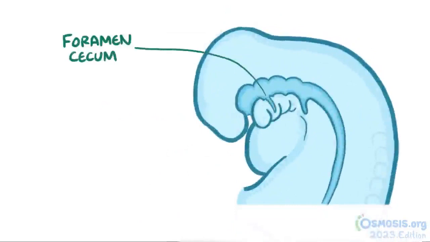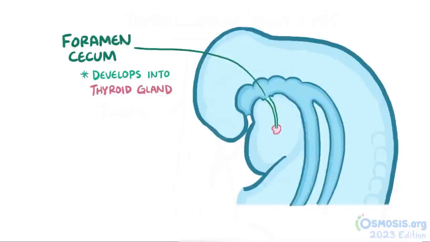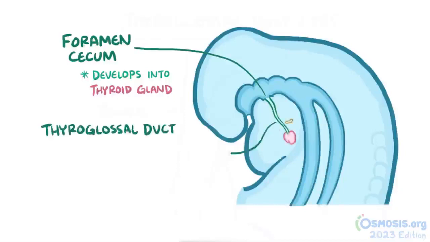Now, normally during fetal development, a tiny depression called the foramen cecum forms at a spot between the front 2/3 and the back 1/3 of the tongue. The tissue underlying the foramen cecum is different than the rest of the tongue, and its cells develop into the thyroid gland. Through development, the thyroid gland tissue migrates downward as it grows, but it still stays connected by a tiny canal called the thyroglossal duct.